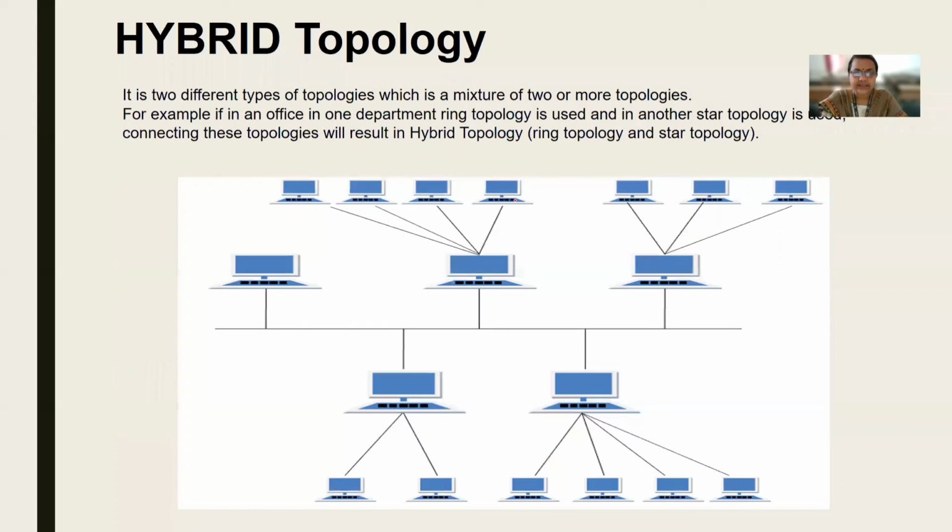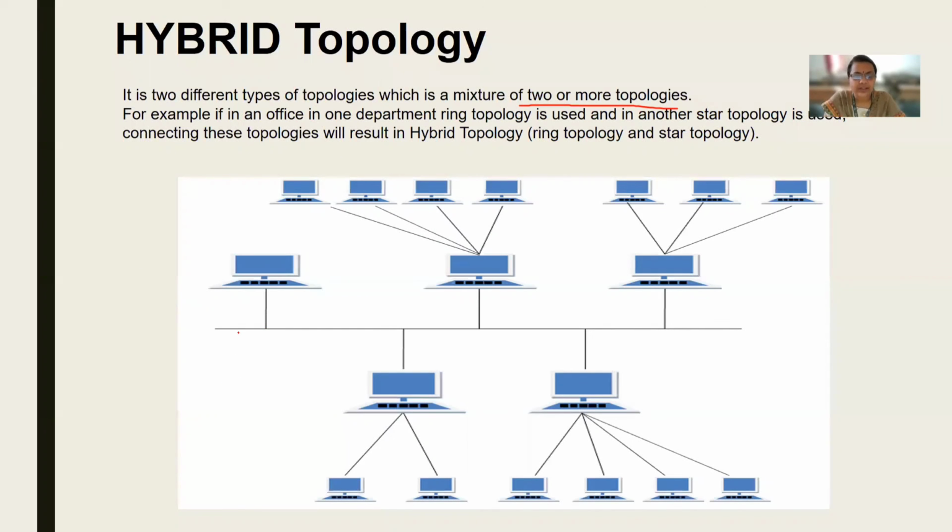And next, the last one, is the hybrid topology. Hybrid means, see, you can see it is a mixture of ring topology and star topology. It is using all the properties of ring topology and star topology. It has two different types of topology. It's a mixture of two or more topologies.